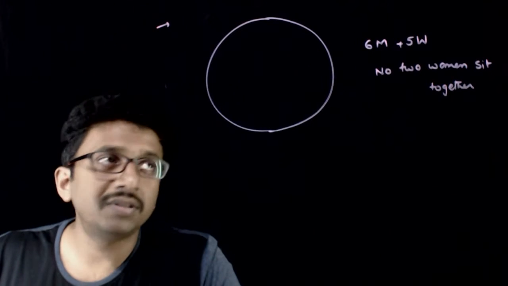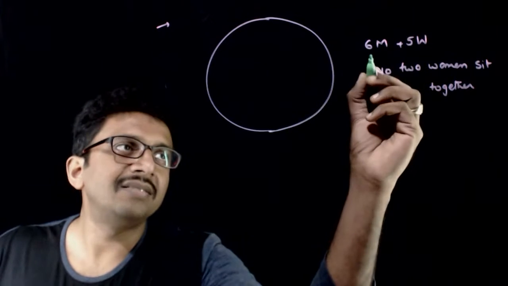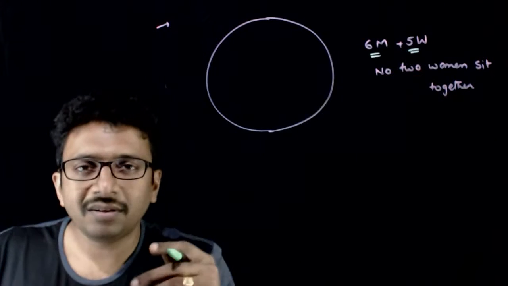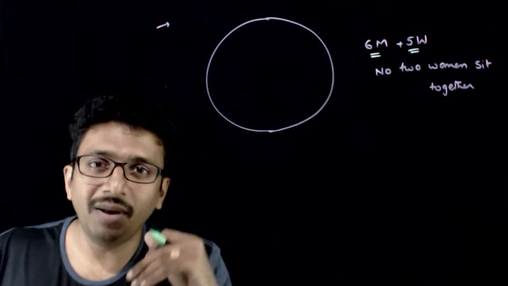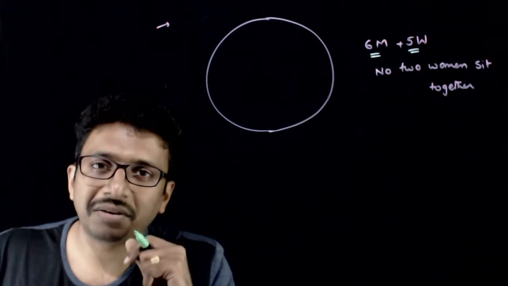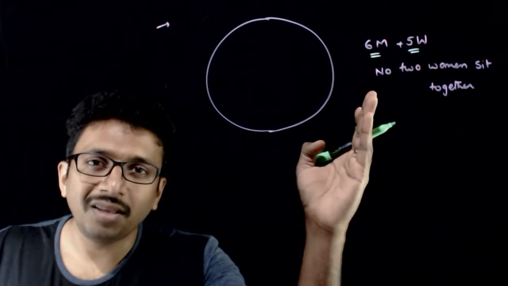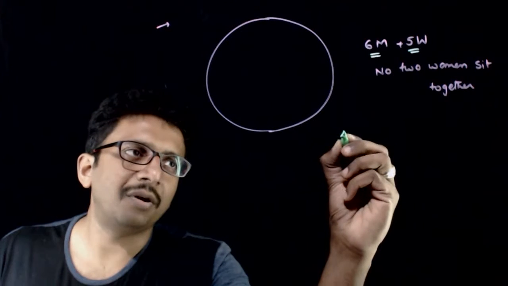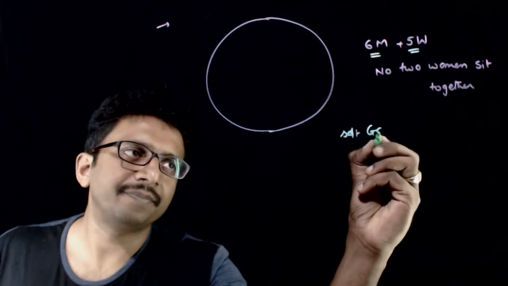So welcome students. In this question you're given that you have 6 men and 5 women. They have to be seated on a round table so that no 2 women sit together. So again, in these cases we use the method called the gap method, right?